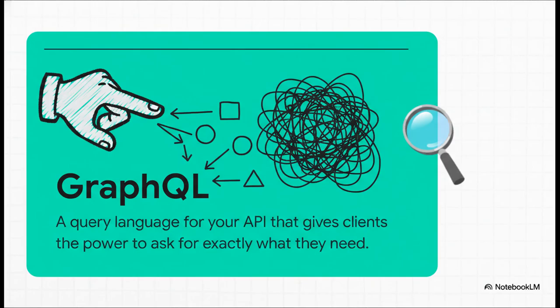And that buffet idea, it really gets to the absolute core of what makes GraphQL so powerful. It's a query language for your API. It totally flips the script. It puts the client, the app that's actually asking for the data, in the driver's seat, giving it complete control over what it gets back.